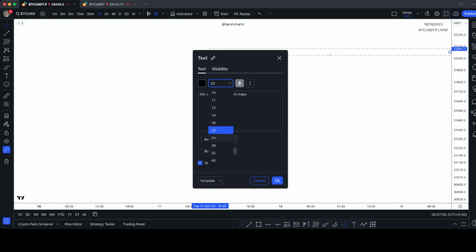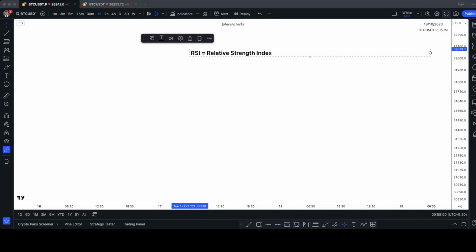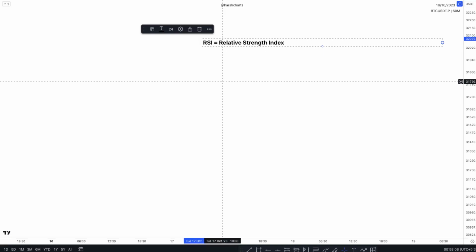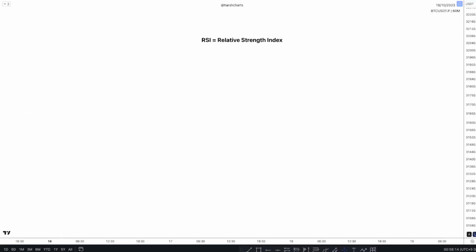RSI stands for Relative Strength Index. It simply means, try to understand this first by the words. Relative Strength Index means you have to relate something and it shows you the index, the strength of the market. So that's how we use RSI.